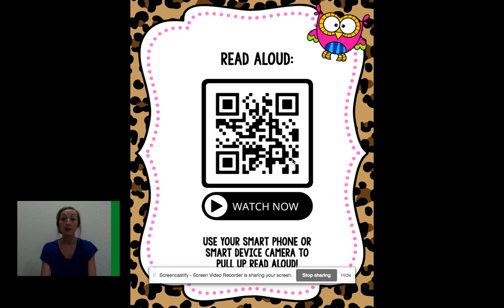Okay, I have one little read aloud for you. I found us a book that kind of went along with today's lesson. So if you'll take your smartphone or smart device camera and take a picture of our QR code again, it'll pull up your read aloud for today, and I hope you enjoy it.